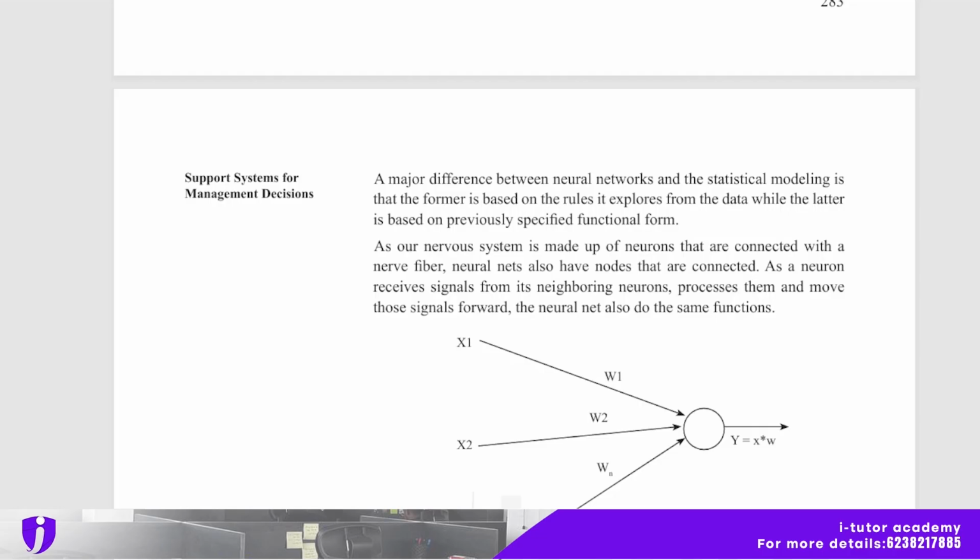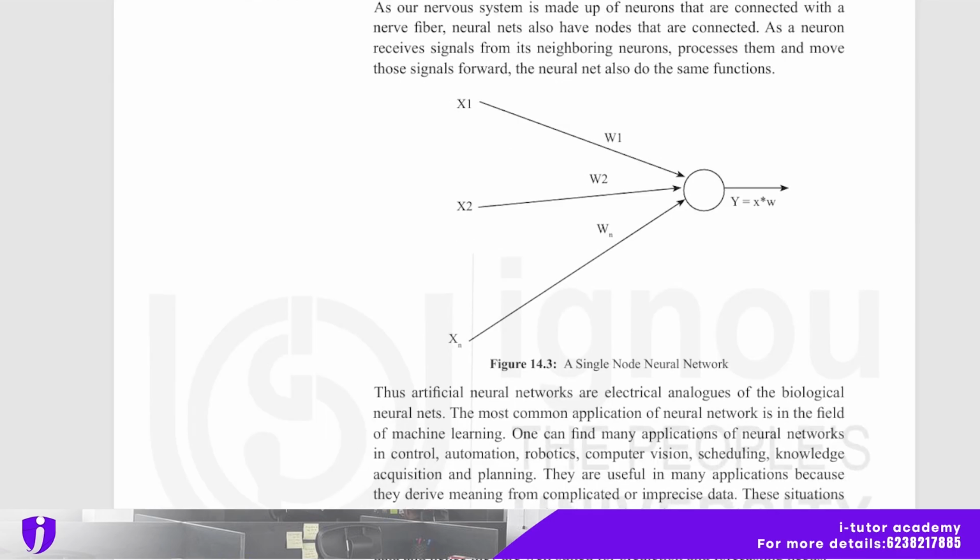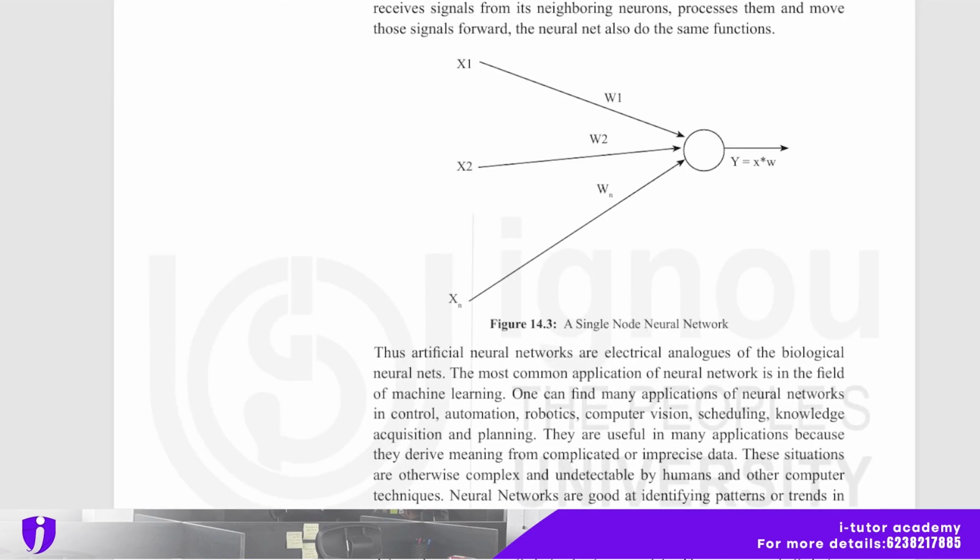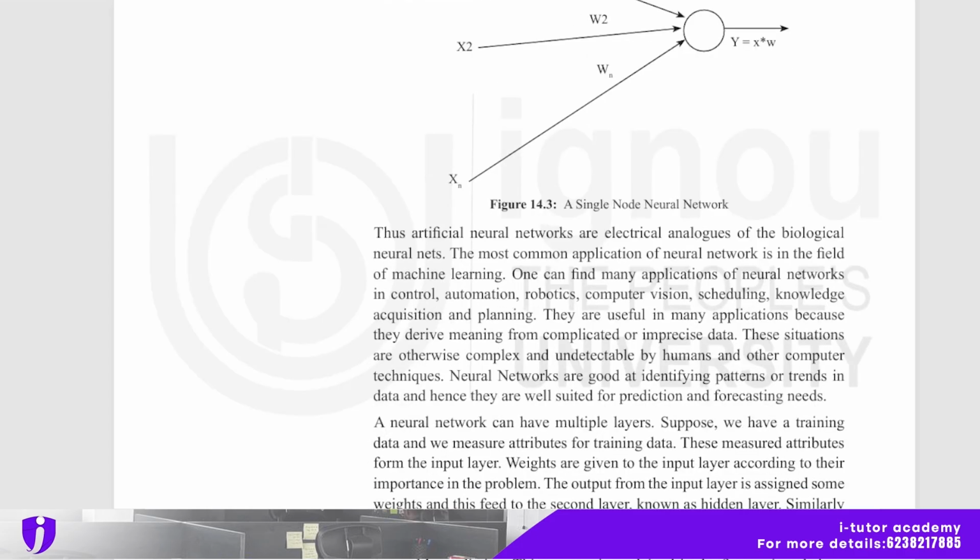And as our nervous system is made up of neurons that are connected with nerve fibers, neural nets also have nodes that are connected. As a neuron receives signals from its neighboring neurons, processes them and moves those signals forward, the neural net also does the same functions. So here is figure 14.3, a single node neural network, and these artificial neural networks are electrical analogs of the biological neural nets. The most common application of neural networks is in the field of machine learning.